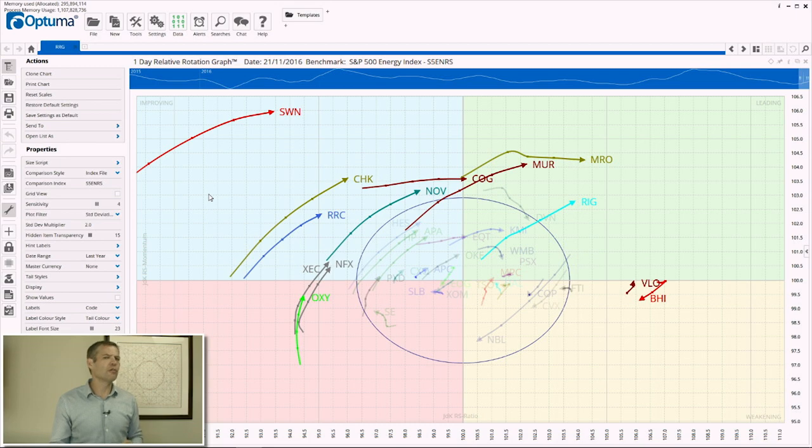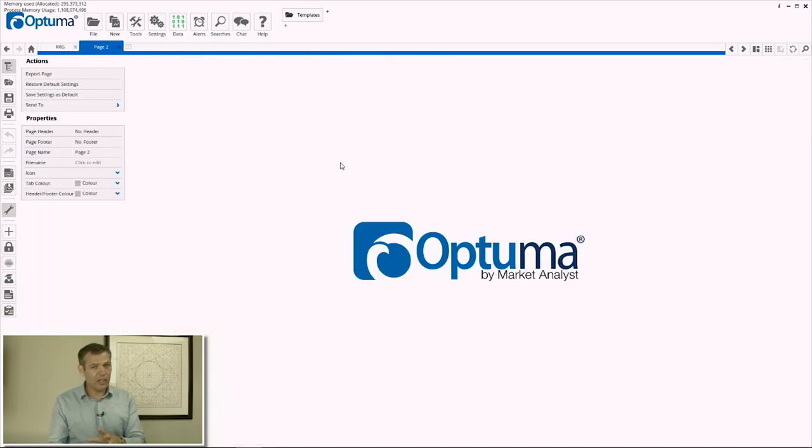The other thing I want to talk about is how we actually manage a portfolio using RRG. So again, I can come along here now. If you didn't watch last week's webinar, it should still be on the page there at optuma.com/ProWeb. You can have a look at that. But what we can do now is open up a symbol list.